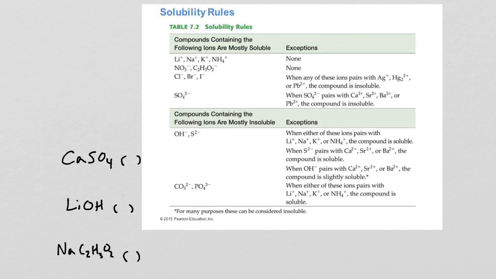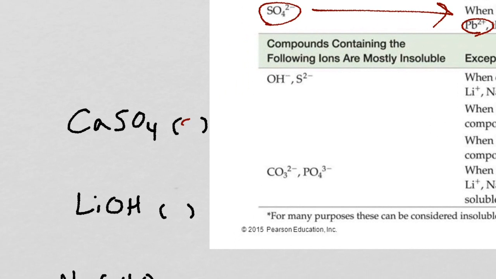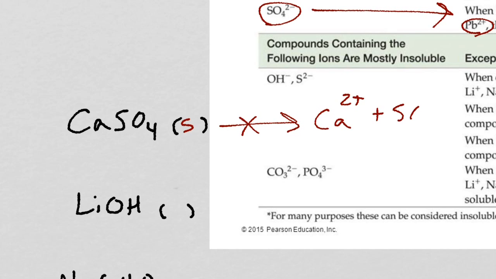Alright, what about calcium sulfate? Here I see sulfate. I don't see calcium, but let's see what the exceptions are. So normally sulfate found in a compound means that it's a soluble compound. Unless it's paired with, and again we're looking at the exceptions, calcium, strontium, barium, or lead. And this is calcium. So that means that this is going to be a solid. This will not break down into calcium 2+ and sulfate ion in water.